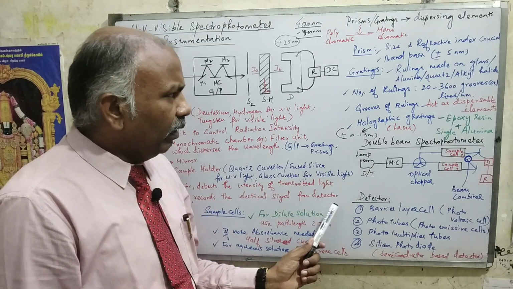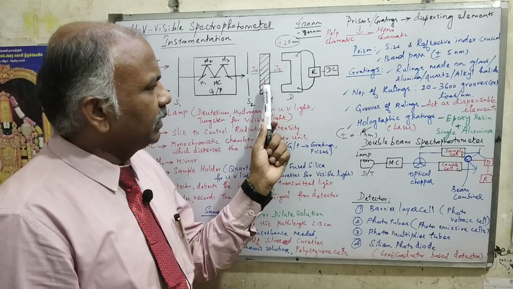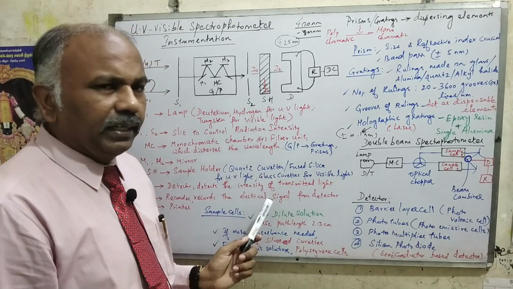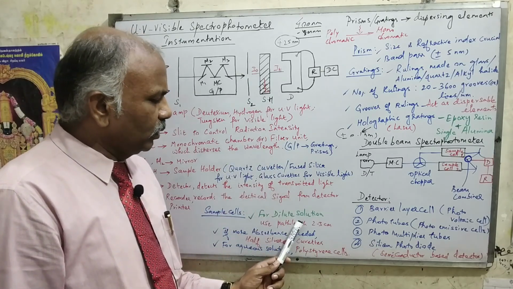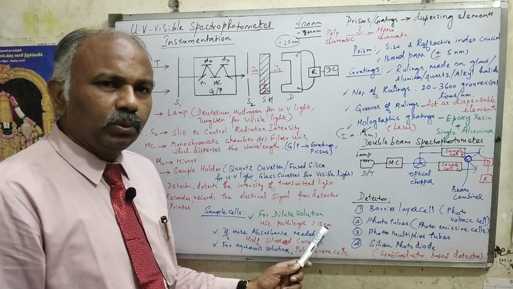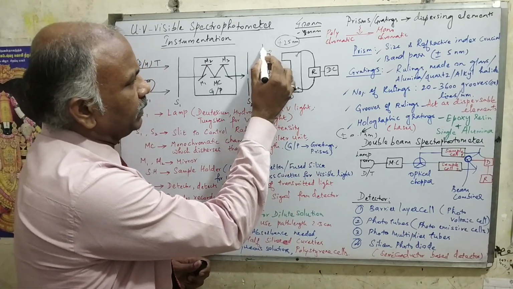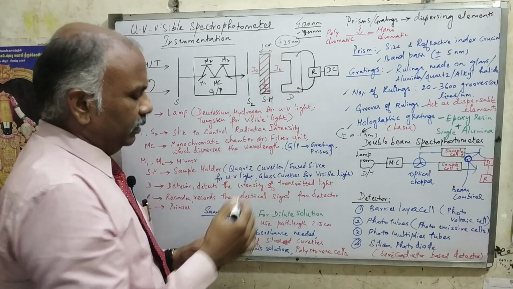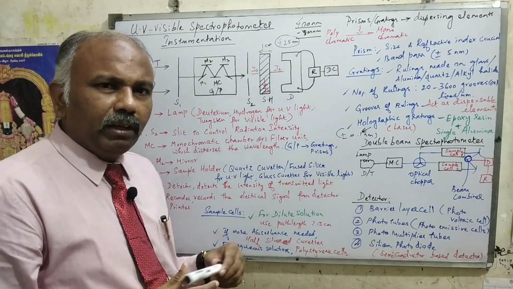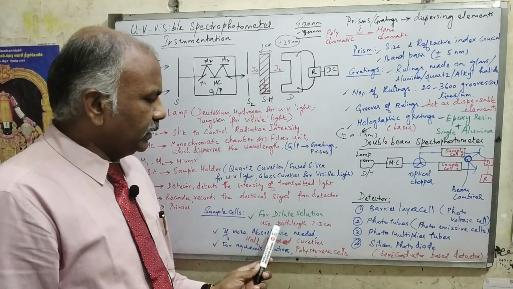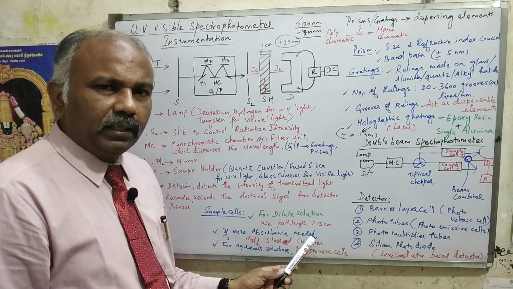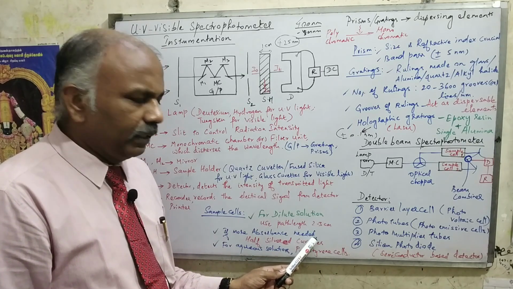Now, when we talk about the sample cell, this sample cell is also important. Normally the width of the sample cell, the path length, will be 1 centimeter, but in the case of more dilute solutions we use a higher path length of 2 to 3 centimeters.